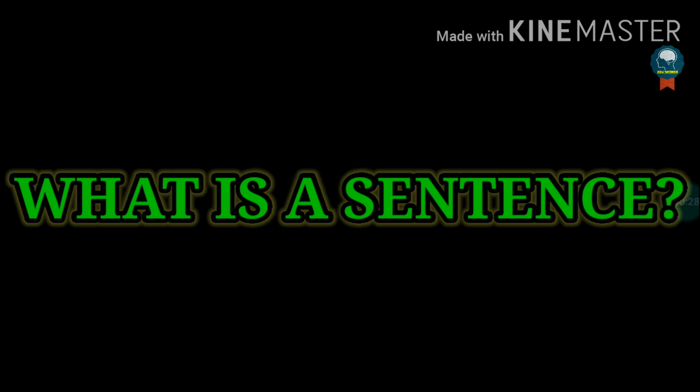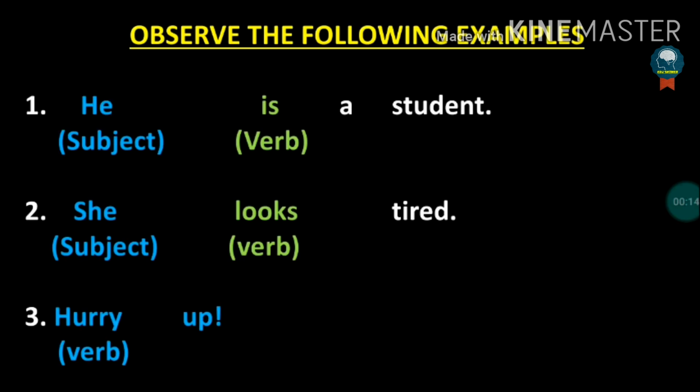Before beginning the lesson, just look at the following examples. Number 1, he is a student. Here he is the subject and is the verb. Number 2, she looks tired. Here she is the subject and looks is the verb. And number 3, hurry up. So all the first 3 examples can be called sentences.